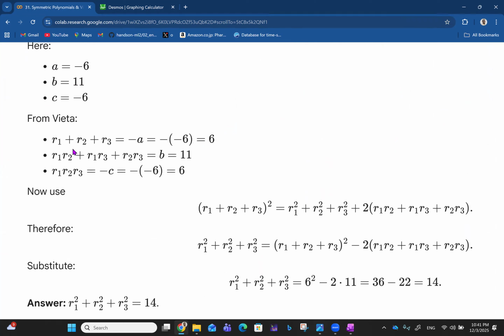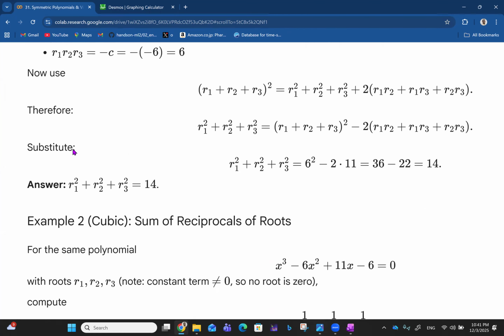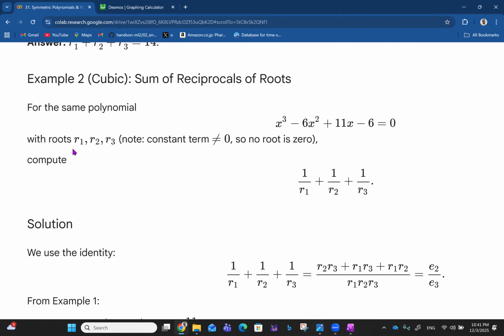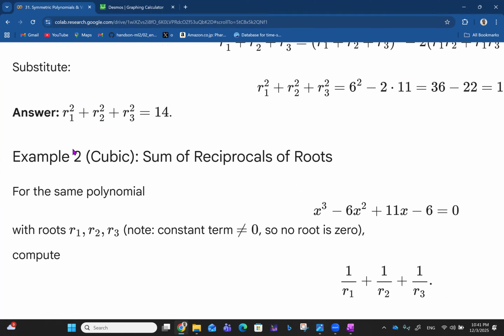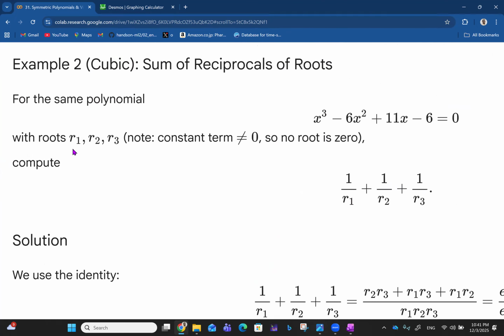Now we have R1 squared plus R2 squared plus R3 squared. That will simply be 1 squared plus 2 squared plus 3 squared. That's 1 plus 4 plus 9, right? So 1 plus 4 is 5, 5 plus 9 is simply 14. So everything is fine. So you see, we are not just working with something that is not correct. This works perfectly. Now look at example 2, where we are in a cubic situation.